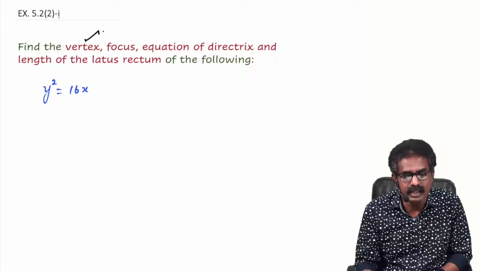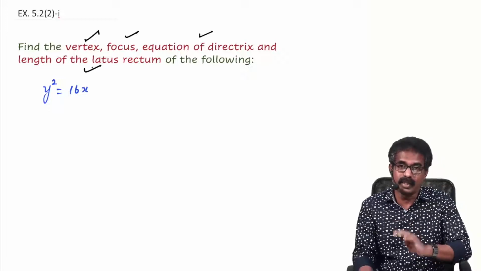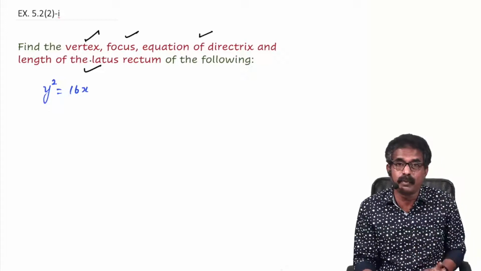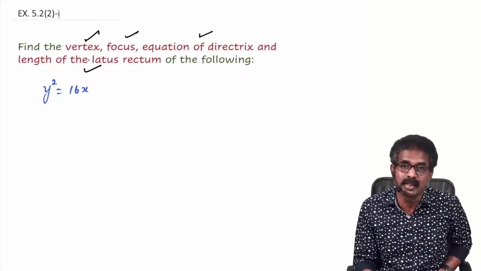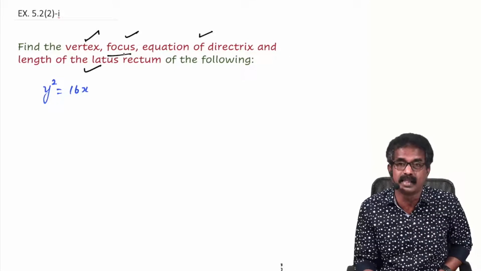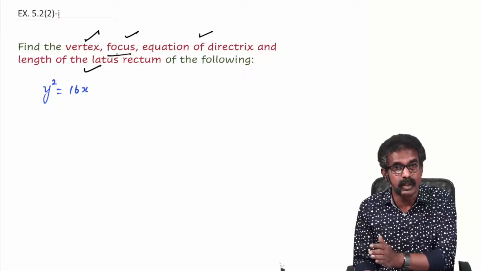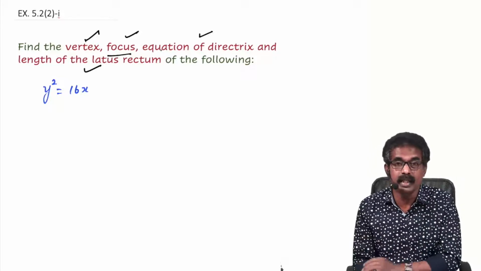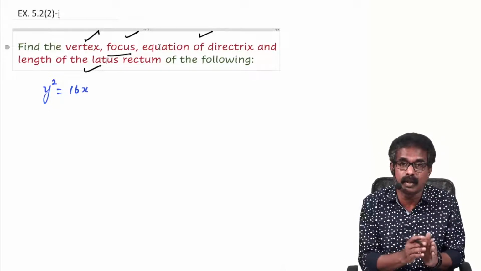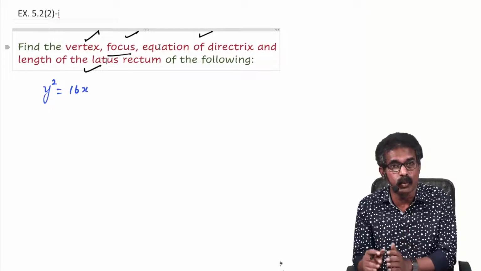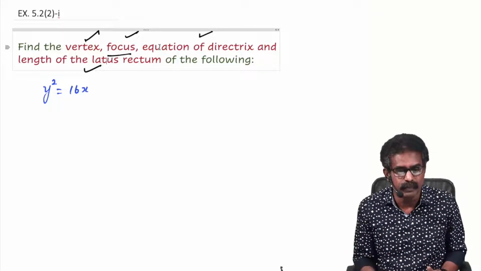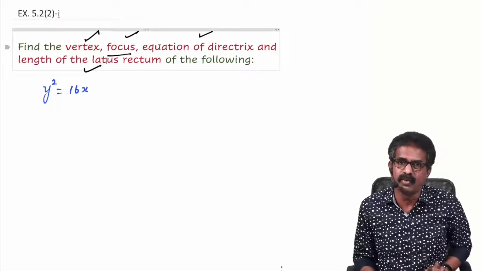Find the vertex, focus, equation of directrix and length of the latus rectum. So 4 things they asked. For all the 4 types, the vertex is 0, 0 only. Focus changes: for the first type it is a, 0, then minus a, 0, then 0, a, then 0, minus a. Equation of directrix: for the first type x equal to minus a, then x equal to a, y equal to minus a, y equal to a. Length of the latus rectum for all the 4 types is 4a.